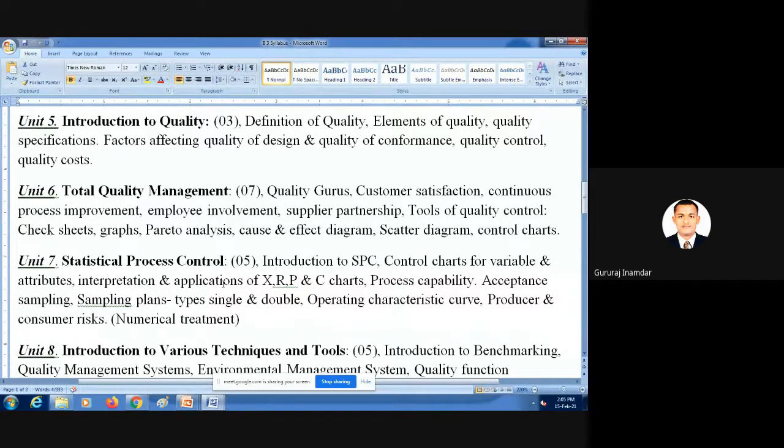So now this chapter is very simple. Why? Because we have to maintain the quality of the product. We already have an experience of management, industrial management. Now that management skill we have to use in this to improve the quality.